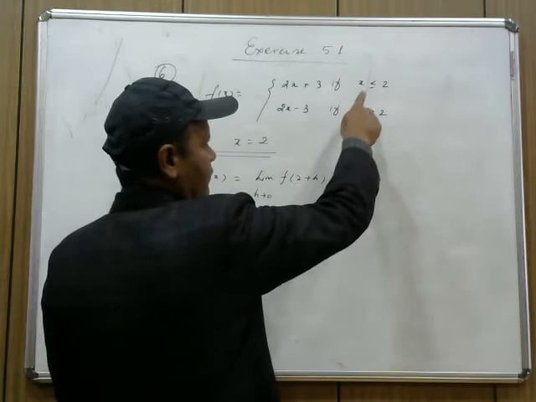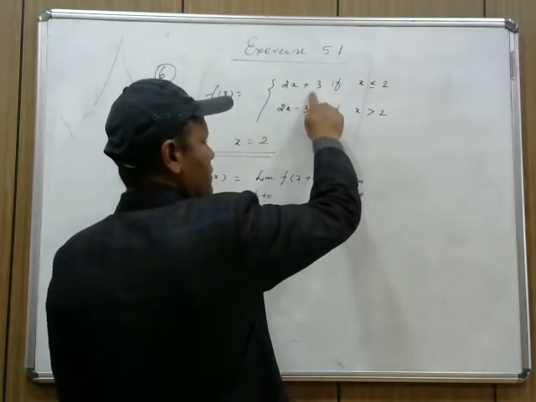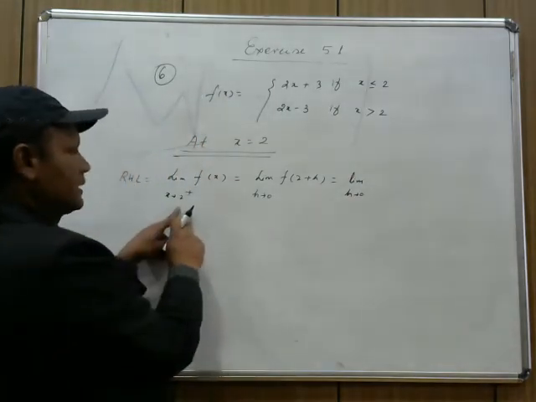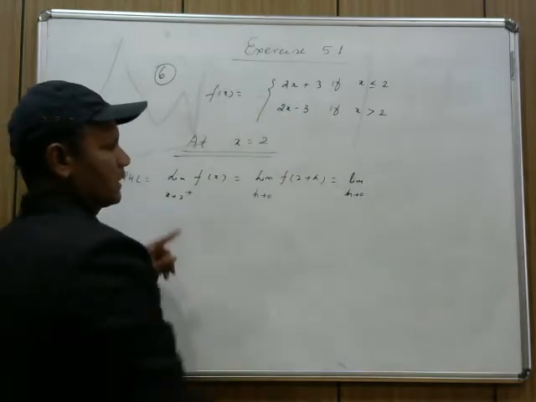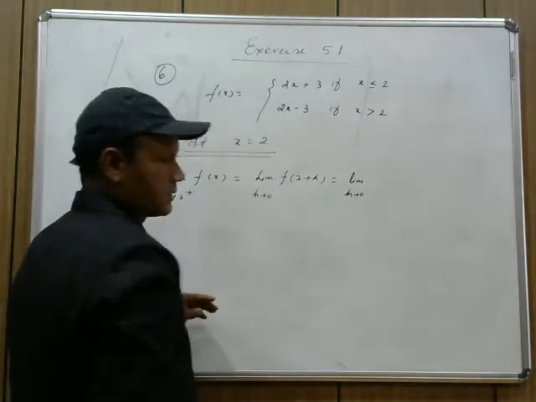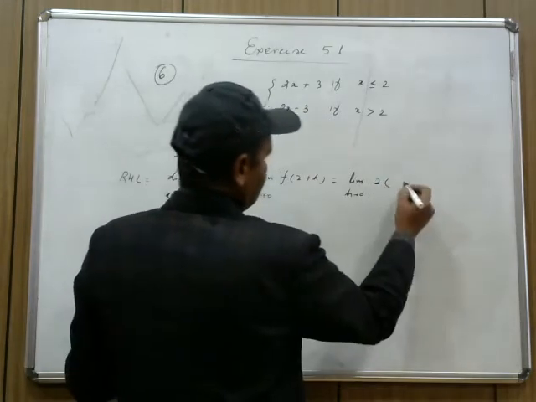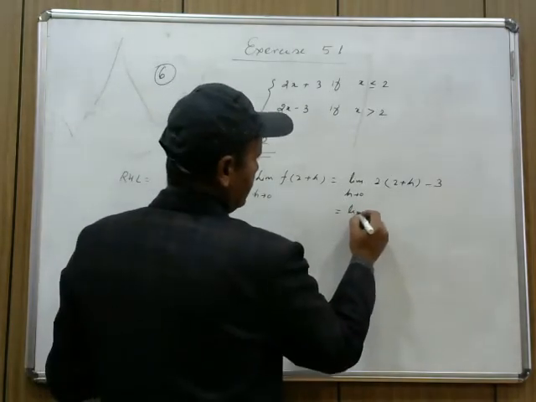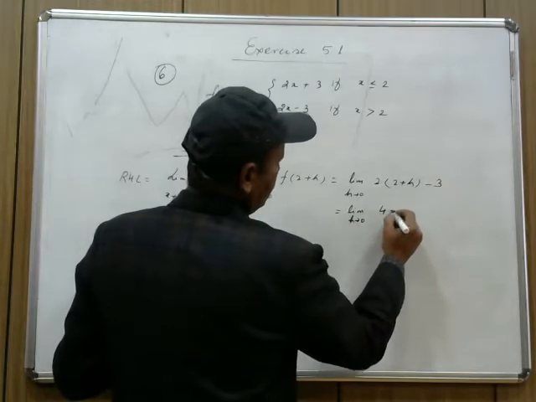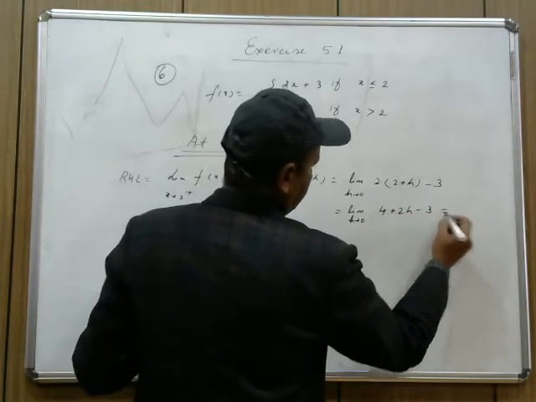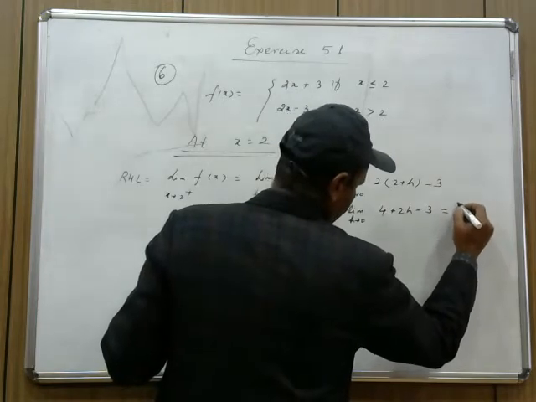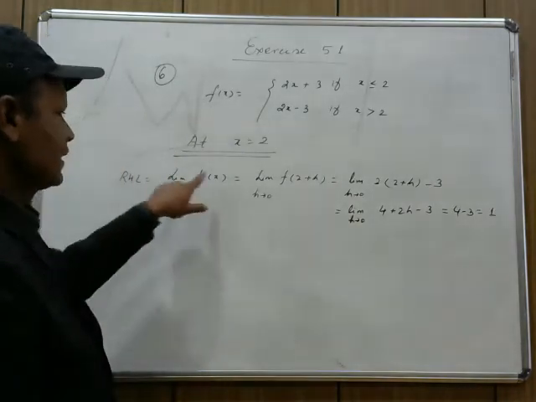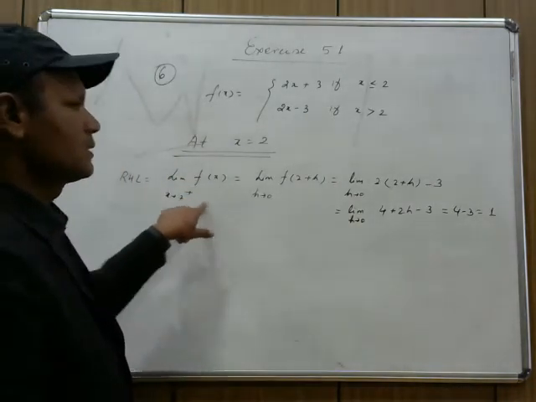And f of x takes the value 2x plus 3 if x is less than or equal to 2. Now where I have taken 2 plus, the right hand limit, that is more than 2. That means I will go for 2x minus 3. So now x will be replaced by 2 plus h. So now 2 times (2 plus h) minus 3, right? And that becomes limit h tends to 0 of 4 plus 2h minus 3. Now that is equal to 4 minus 3, and that is equal to 1. The limit of the given function at x tends to 2 plus is 1.